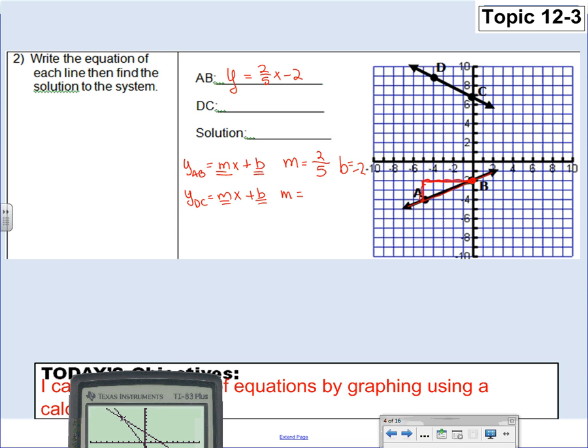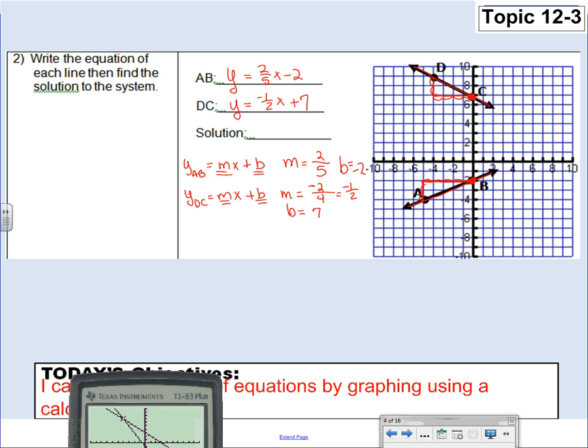So looking at DC, we see that our slope is decreasing, so we know it's negative. We'll connect our 2 points and count. To get to it, we have to go down 2. That's where our negative comes from. And then to the right, 4. This reduces to a negative 1/2. Our y-intercept is where it crosses the y-axis. That is at a positive 7. So our equation for DC is y equals a negative 1/2 x plus 7.